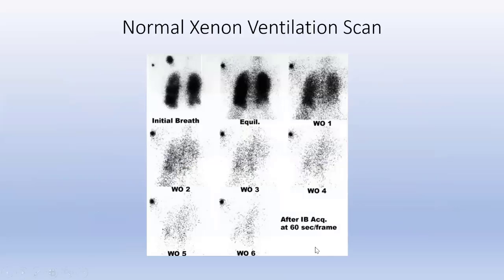Here's an example of a normal xenon ventilation scan. This over here is the mouthpiece, or I should really say the oral cavity. You see this is initial breath. We go through equilibration. So we have a 1-minute equilibration. And then we go through washout. Each washout is 1 minute. And if you go down to like washout number 4 and 5, I should say really 5 and 6, you can see that there's a little bit of retention, indicating there is a little bit of COPD.